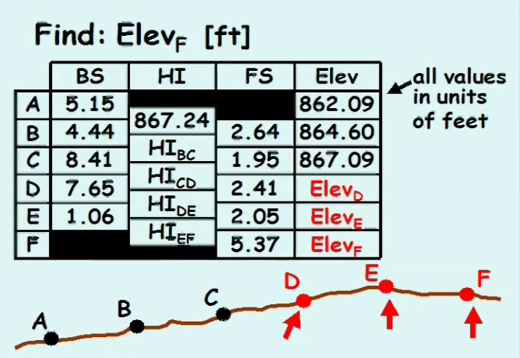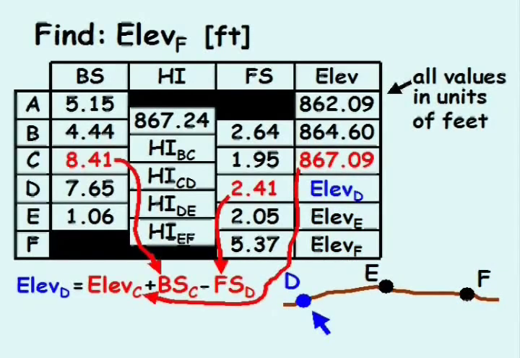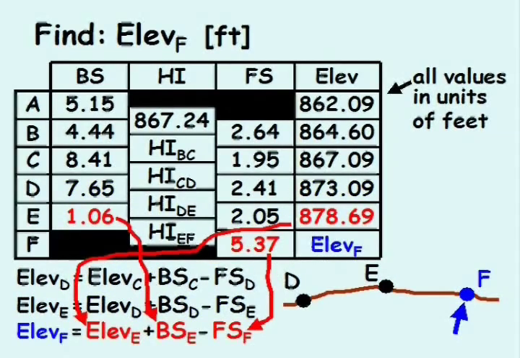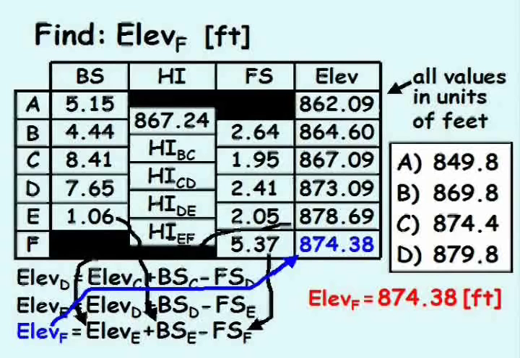We'll continue to use this equation to solve for the elevation at points D, E, and F. The elevation at point D equals the elevation at point C plus the backsite of point C minus the foresight at point D, which equals 873.09 feet. The elevation for point E is calculated the same way and equals 878.69 feet. And finally, the elevation at point F equals 874.38 feet. When reviewing the possible solutions, the answer is C.